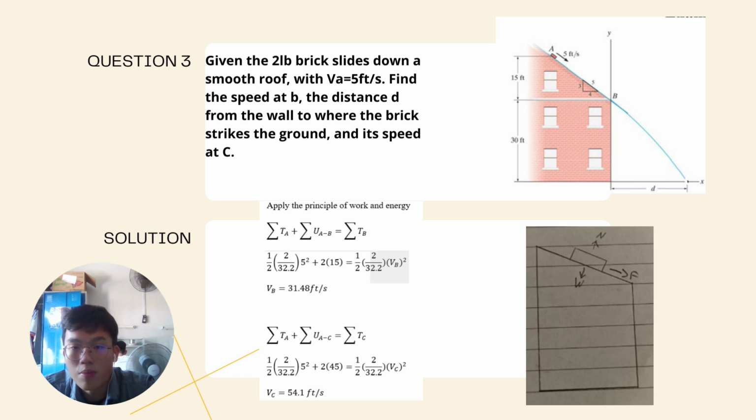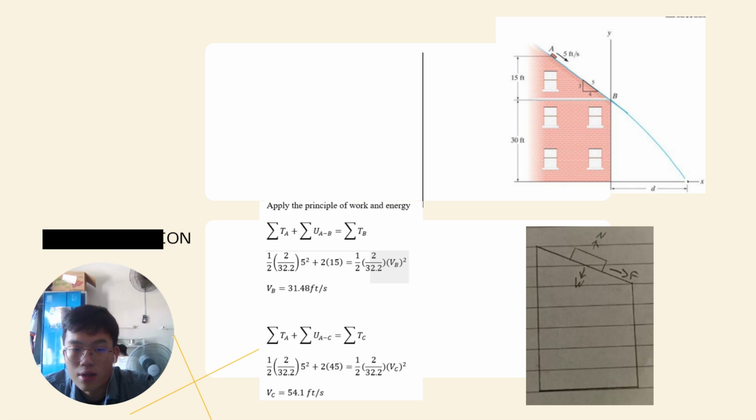Then we apply the principle of work and energy again. TA plus UA to C is equal to TC. 1 over 2 times 2 over 32.2 times 5 squared plus 2 times 45 equal to 1 over 2 times 2 over 32.2 times VC squared. And VC will be equal to 54.1 feet per second.